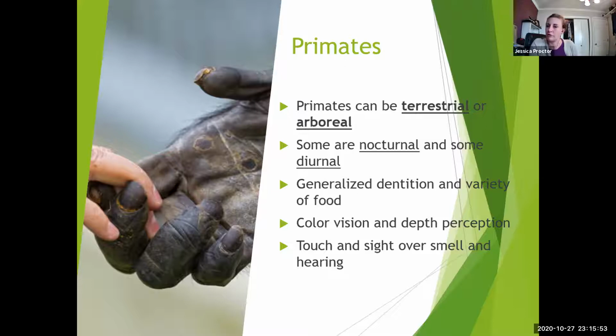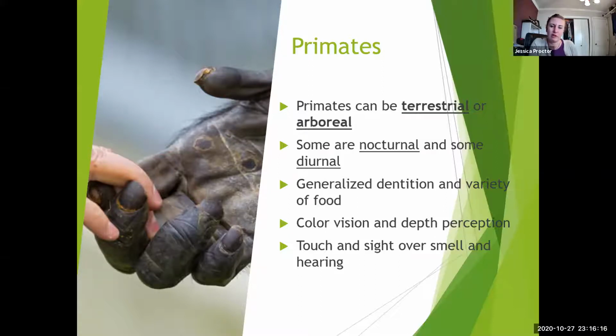Some primates are nocturnal and some are diurnal. The vast majority of primates are diurnal. Diurnal means active during the day. Nocturnal means predominantly active at night. The primates that are nocturnal include some of the lower order prosimians, also called Strepsirrhines, and there's a few New World monkeys that are active during the nighttime.